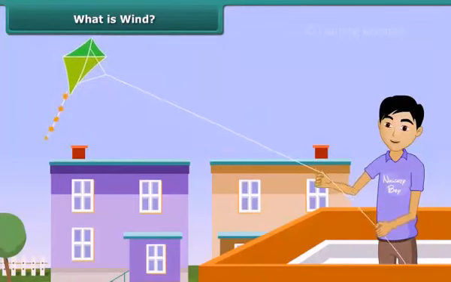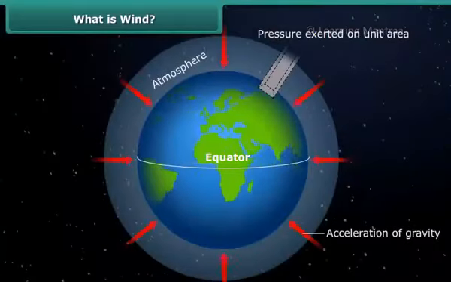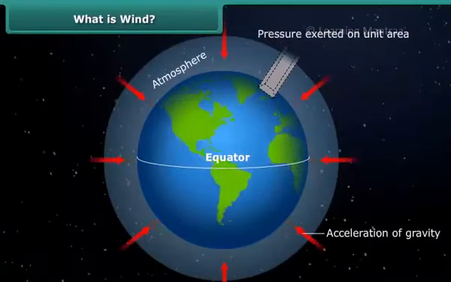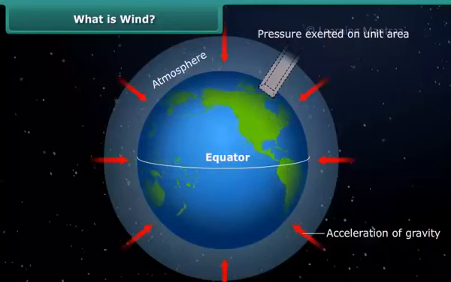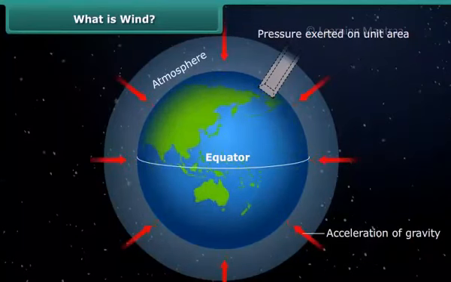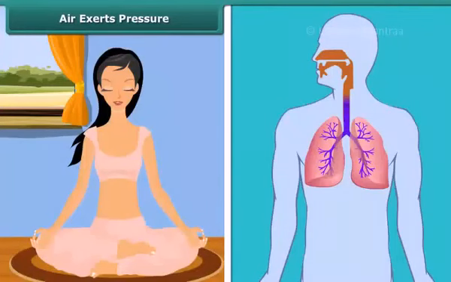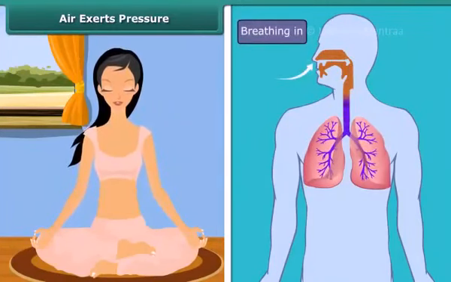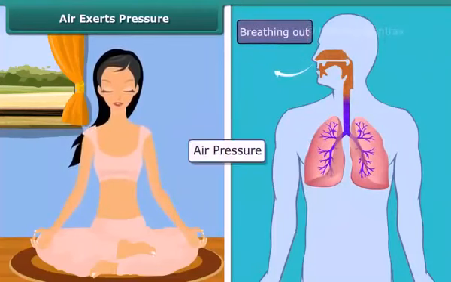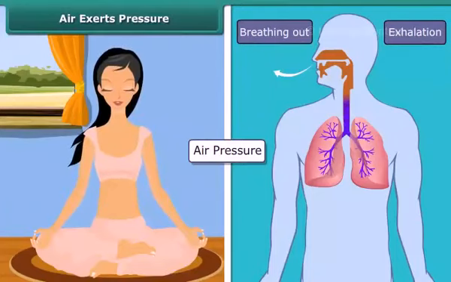Now the question comes, what causes air to move? Well, it is caused by differences in air pressure within our atmosphere. Air exerts pressure. Have you ever thought what helps our lungs to inhale the air? Well, it is air pressure which forces the air into our lungs when we breathe in.